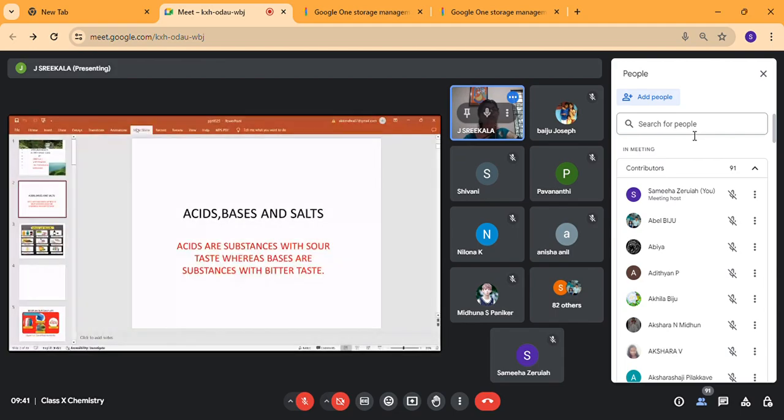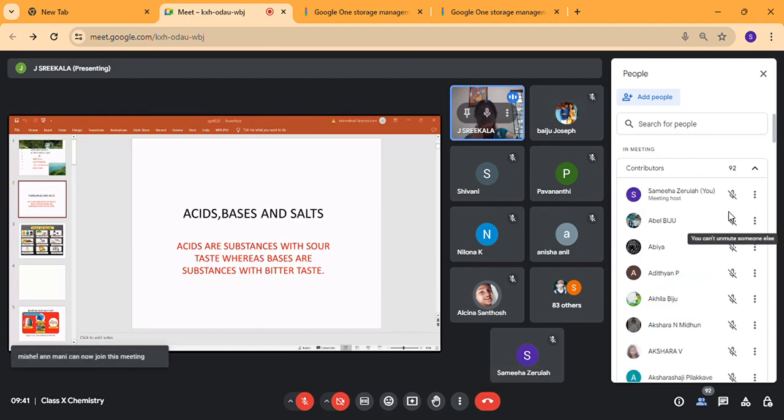Another slide. Children, can you see? Yes, ma'am. Now the heading is, the content is: acids are substances with sour taste, whereas bases are substances with a bitter taste. Is it okay? Can you see? Yes, ma'am. I am going to change to the next slide. You please see whether it is visible.